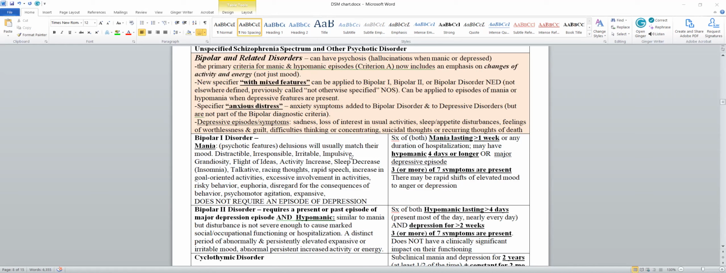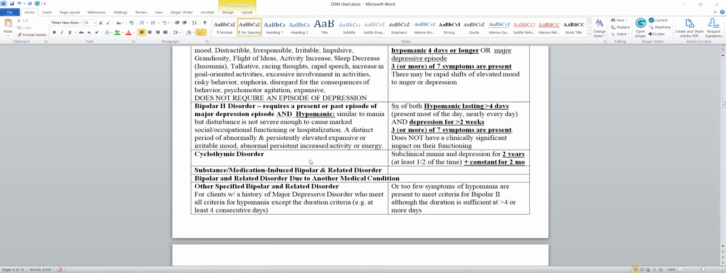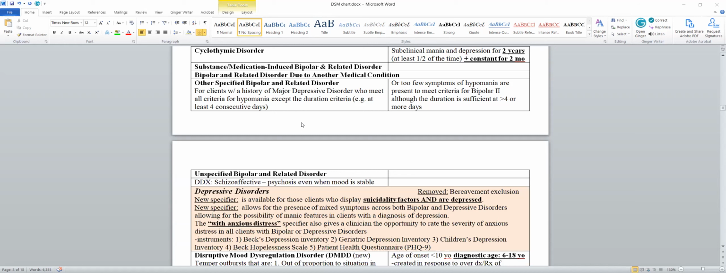The subcategories under bipolar and related disorders include bipolar 1 disorder, bipolar 2 disorder, cyclothymic disorder, substance/medication-induced bipolar and related disorder, bipolar and related disorder due to another medical condition, other specified bipolar and related disorder, and unspecified bipolar and related disorder. The differential diagnosis is schizoaffective, psychosis even when mood is stable.